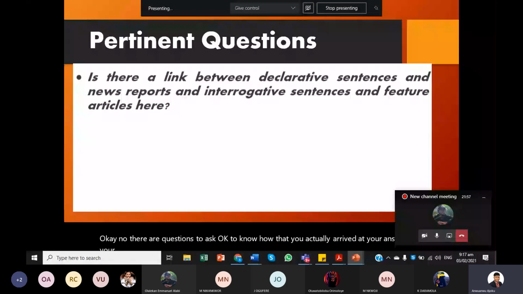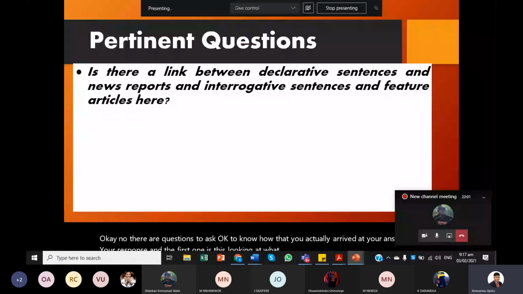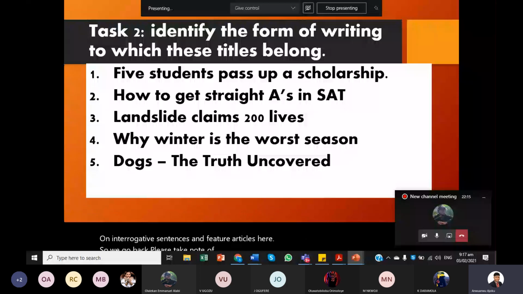And the first one is this. Looking at what we had seen earlier, is there a link between declarative sentences and news reports and interrogative sentences and feature articles here? So we go back. Please take note of this. Is there a link between declarative sentences and news reports and interrogative sentences and feature articles? Who would help us to explain this?